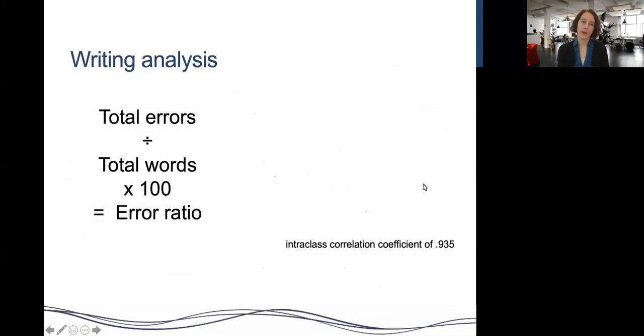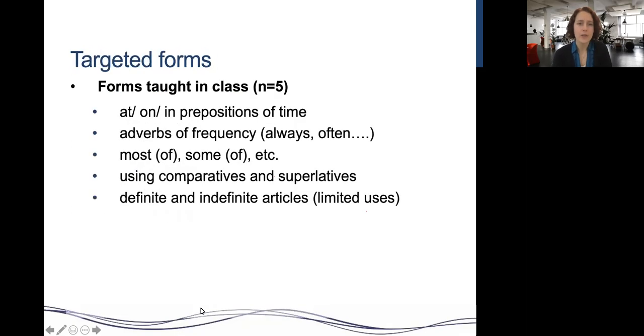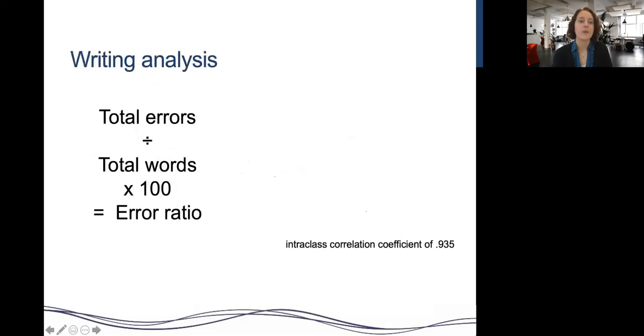Okay, the writing samples were analyzed for the total error ratios. So that means we took the total number of errors that a student produced, divided that by the total number of words that they wrote, multiplied it by 100. This meant that we were able to sort of balance, or sort of neutralize the effects of some students who wrote more or some students who wrote less, for example.